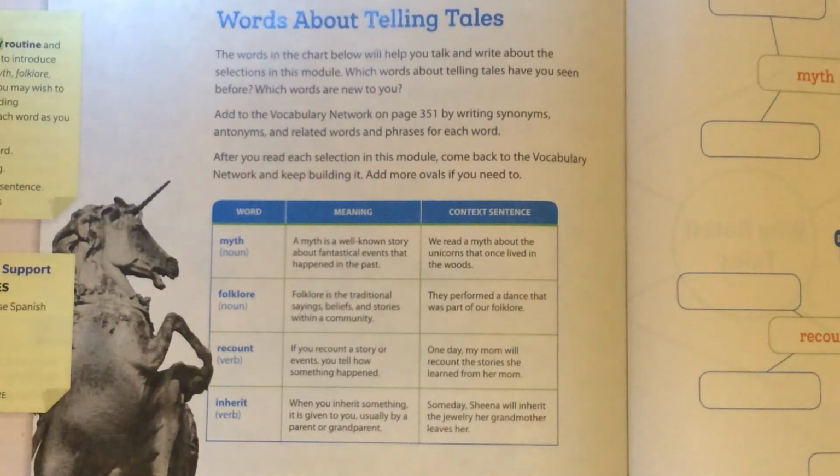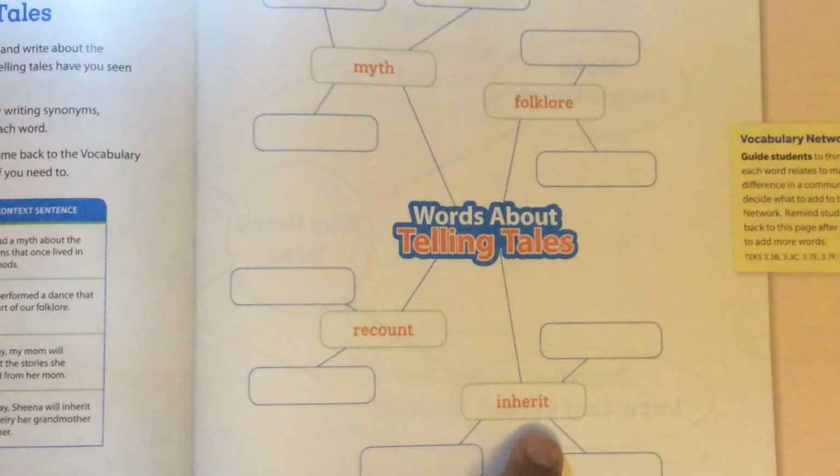Inherit is another verb. When you inherit something, it is given to you usually by parents or grandparents. Someday, Sheena will inherit a jewelry her grandmother leaves her. So now we understand that on this knowledge map, words about telling tales are gonna be important, like the words myth, folklore, recount, and inherit.